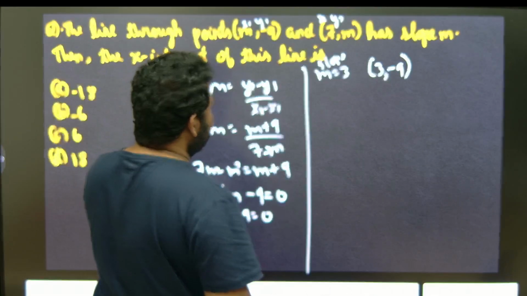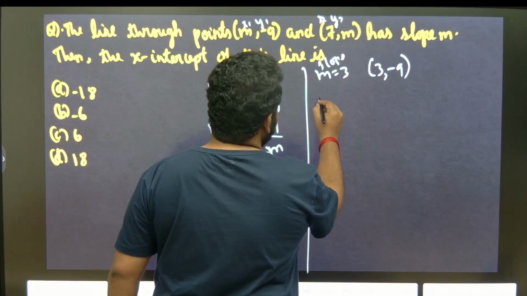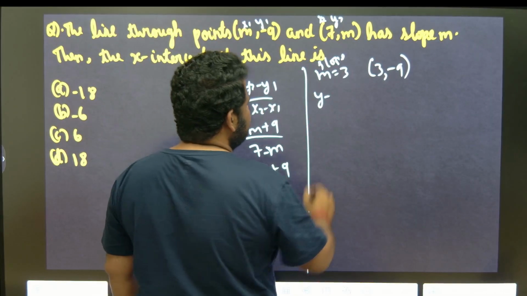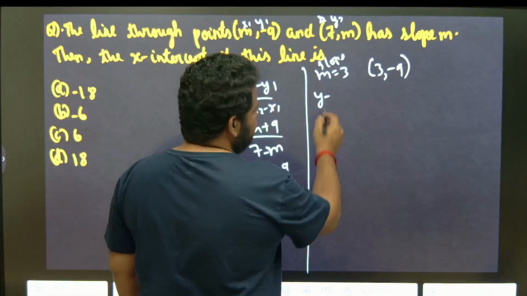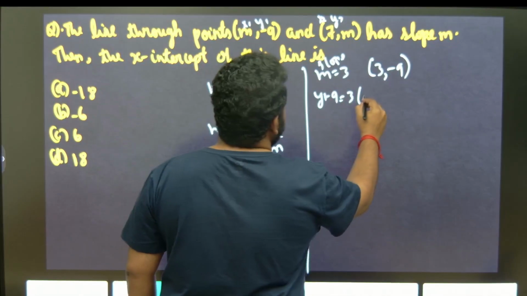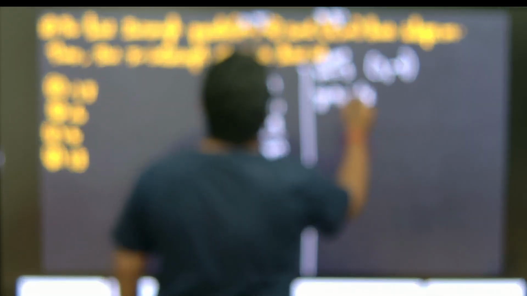Now we have y minus y1. If I apply the point-slope form, what I will get is y minus y1, where y1 is 9, is equal to m times x minus x1, where m is 3 and x1 is m. Okay, this is what I get.